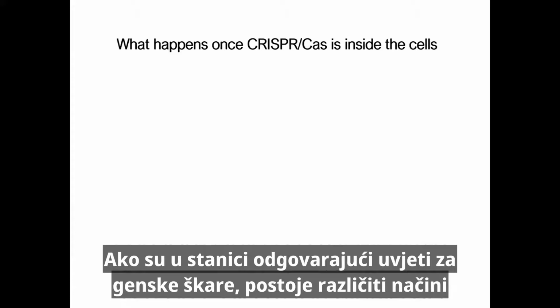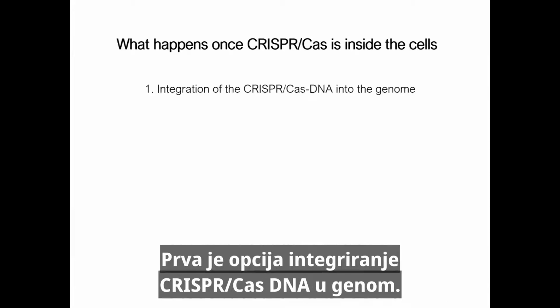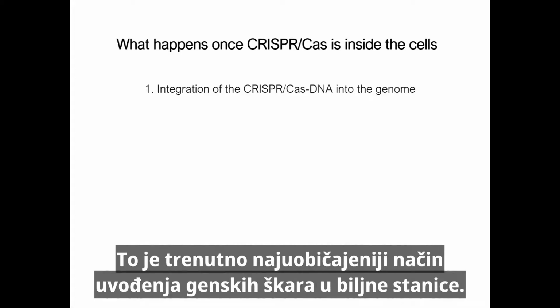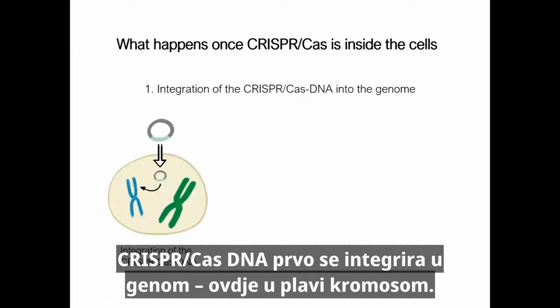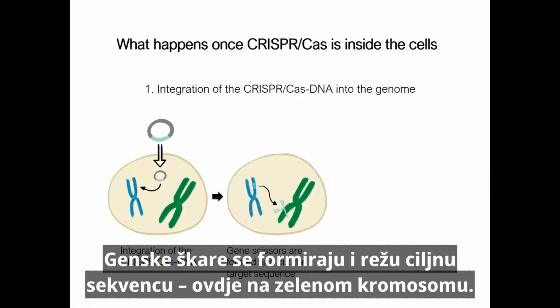If the respective components of the gene scissors are in the cell, there are different ways in which CRISPR-Cas becomes active. The first option is to integrate the CRISPR-Cas DNA into the genome. At the moment, this is the most common way of introducing the gene scissors into plant cells. The CRISPR-Cas DNA is firstly integrated into the genome, here into the blue chromosome. The result is a transgenic organism that carries the genetic information for the formation of the gene scissors. The gene scissors are formed and cut the target sequence, here on the green chromosome.